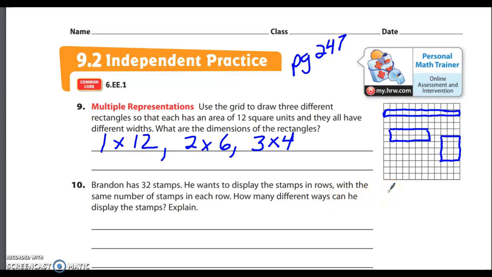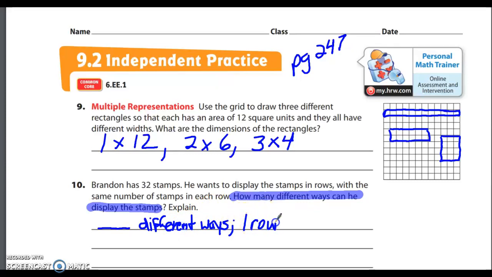Well, I know what we're going to do. This question right here we're going to start with, we don't know the answer yet, so we've got to get all our answers first. This is how many different ways can he display the stamps. We're going to put that first. We're going to do blank different ways. And then we're going to go ahead and list them. And the first way, I was just starting at the beginning, is 1 row of 32 stamps.